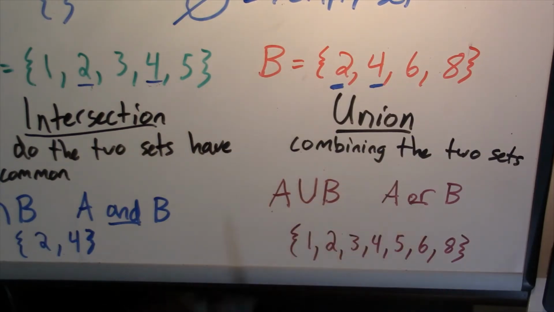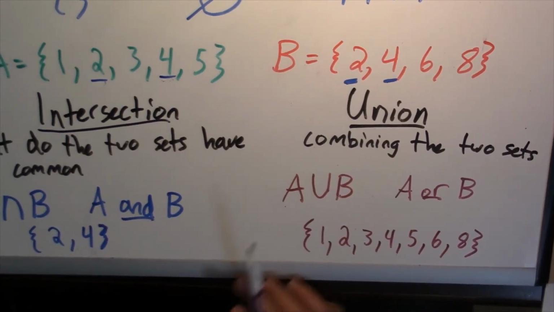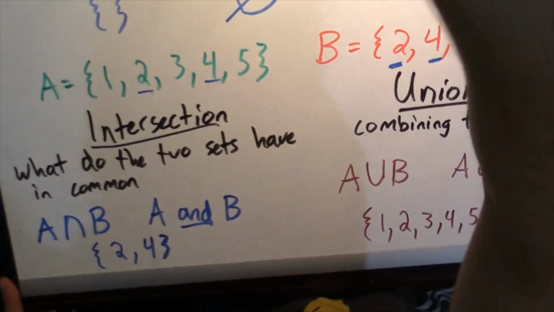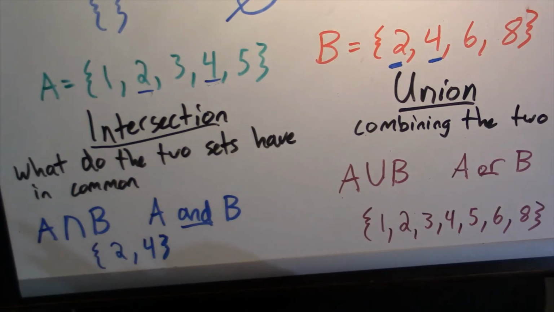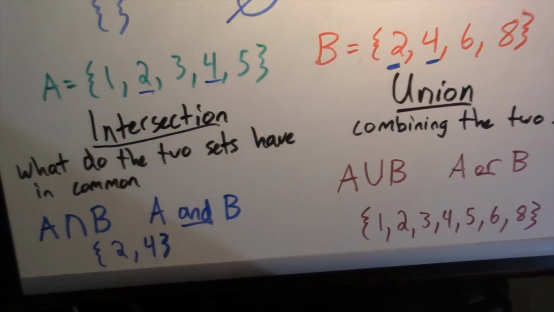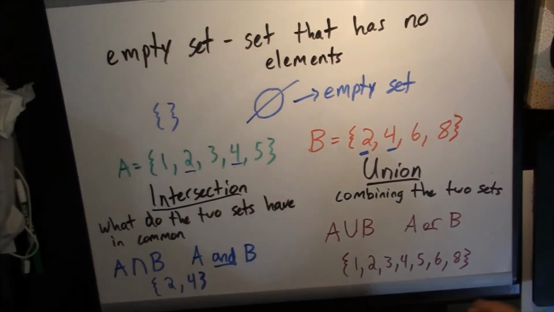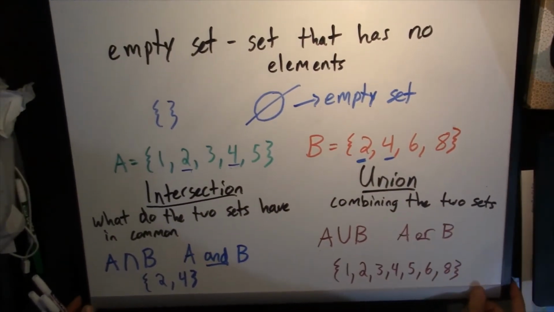That's union. So we've got intersection, which is what do they have in common? And we have the union, which is combining them together. So those are two of the operations that we can do with sets.